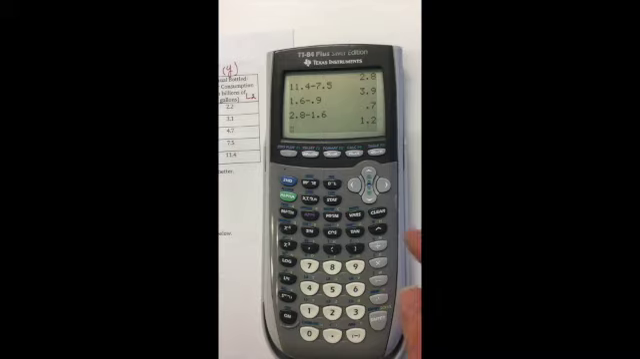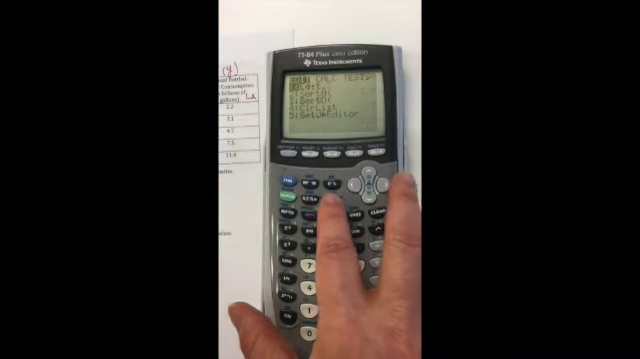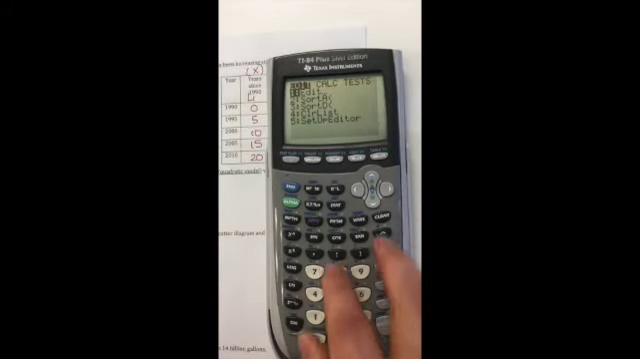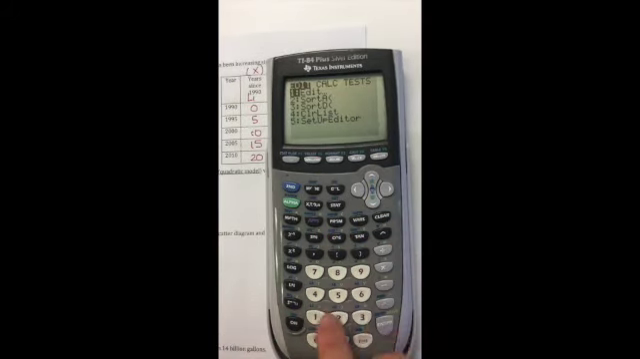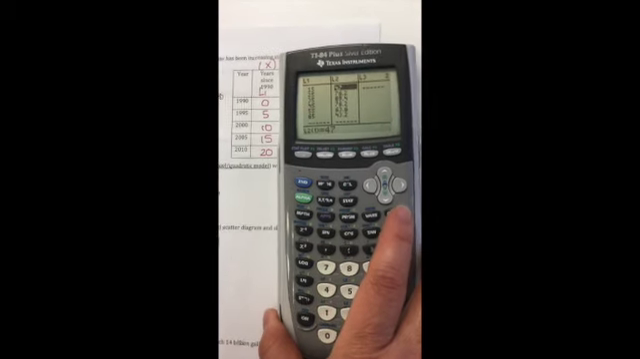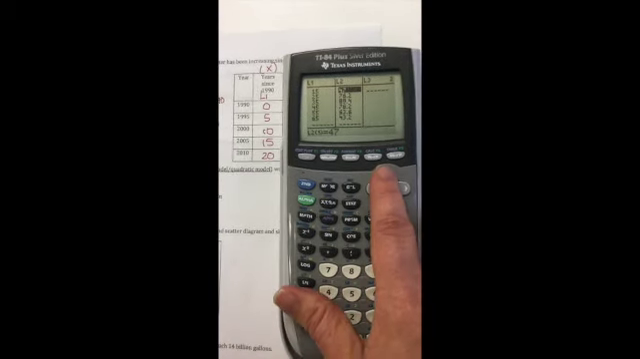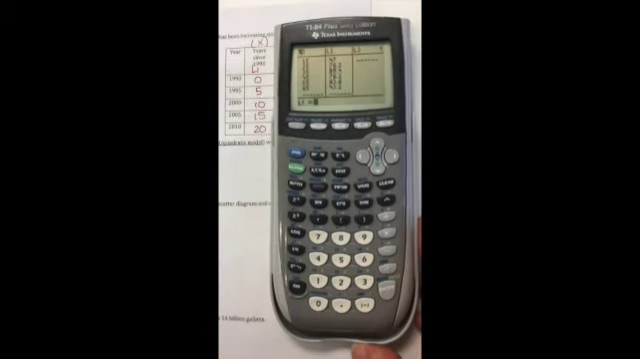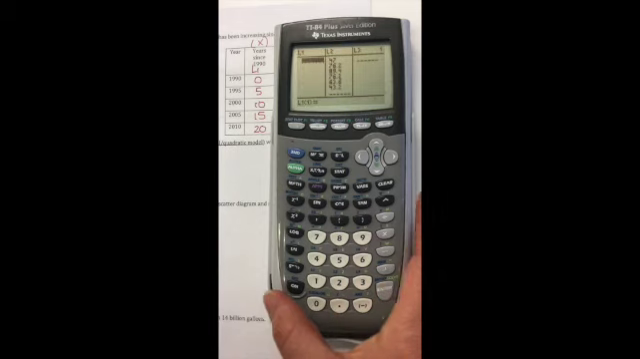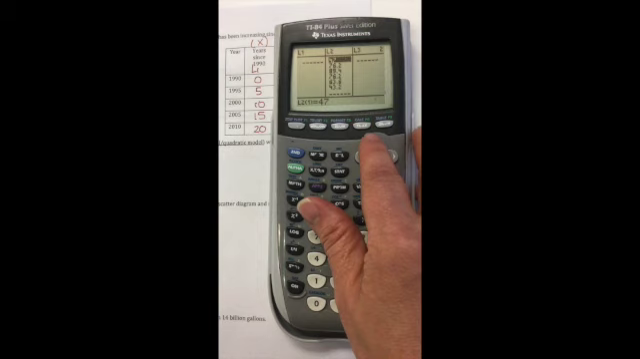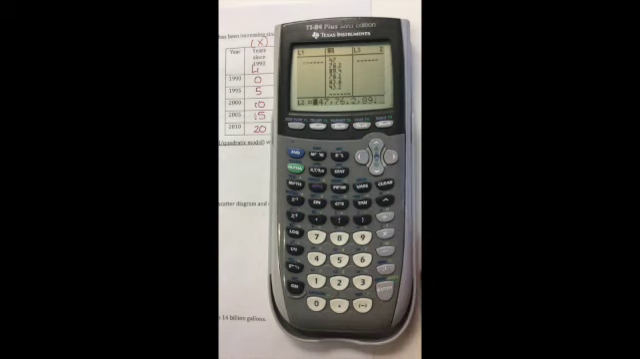What you are going to do is go to stat, and then we are going to edit. We're going to put in the first list, list 1, and then I'm going to clear the list. So go up to L1 and say clear and press enter. And then that will clear up. And then you're going to go up to list 2 and press enter. Now this can be changed, depends on the way you want to do things.